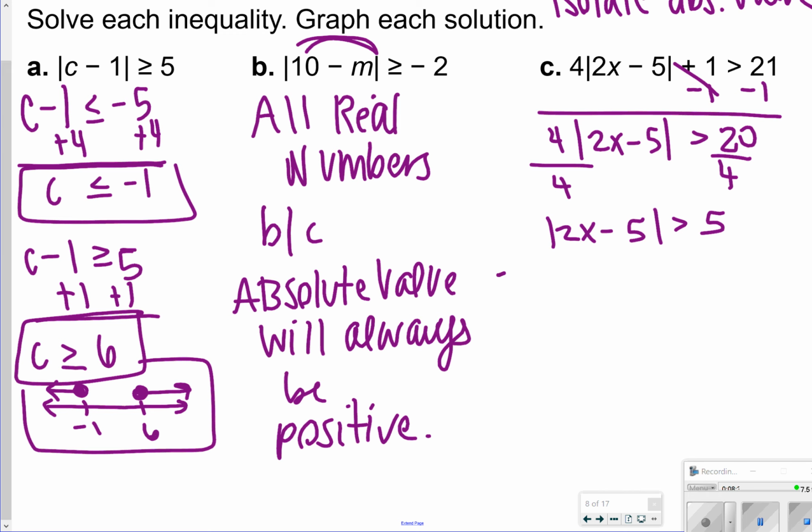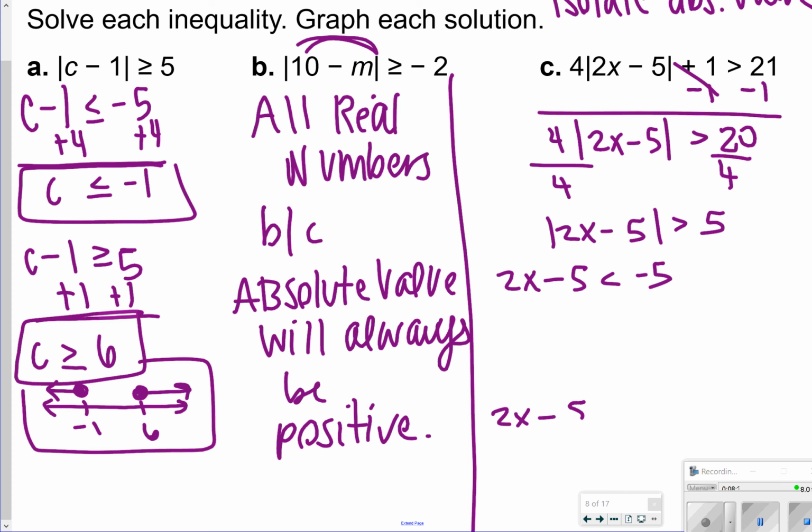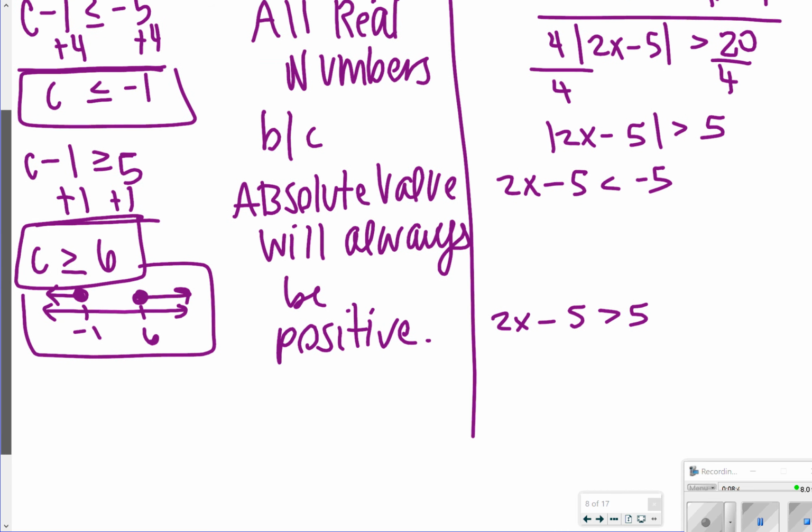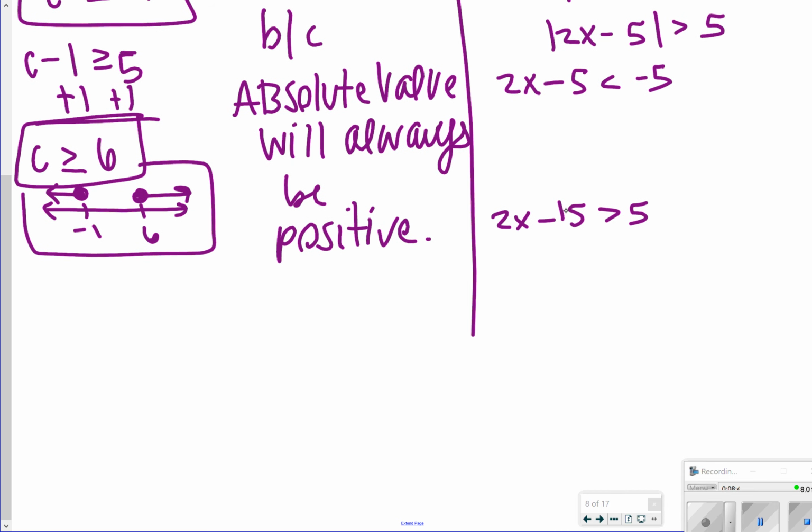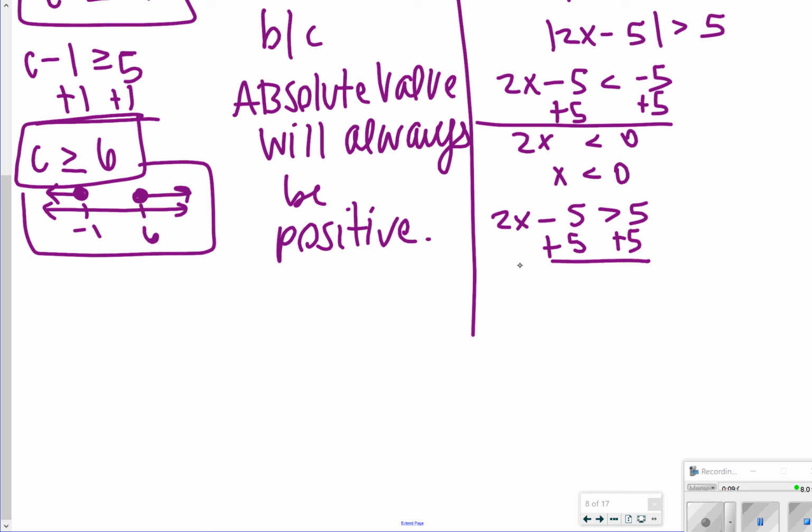Okay, so I have 2x minus 5 is less than negative 5, and 2x minus 5 is greater than 5. All right, I'm going to skip down my page. I got some more room here. Let's go ahead and solve here. So I'm going to add 5 to both sides. So I get 2x is less than 0, so x is less than 0. And then this one, when I add 5 to both sides, I get 2x is greater than 10. So my answer, x will be greater than 5.